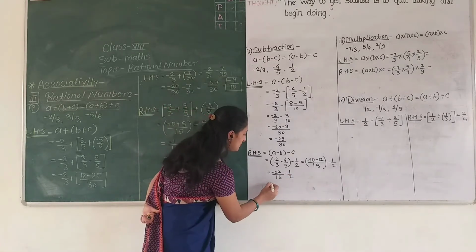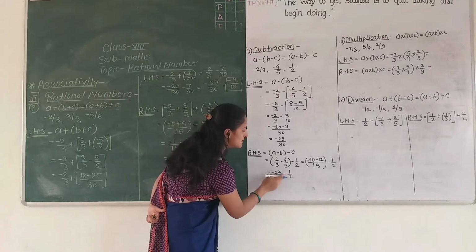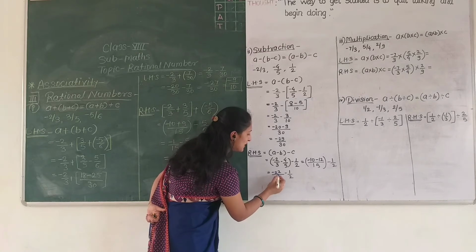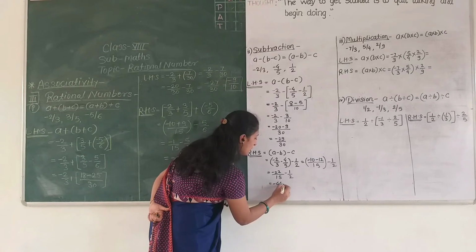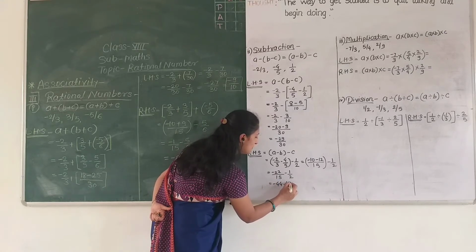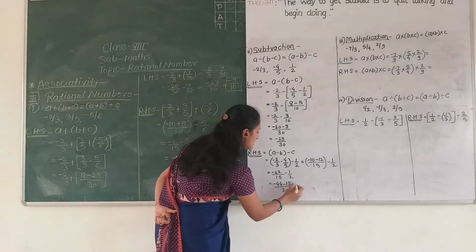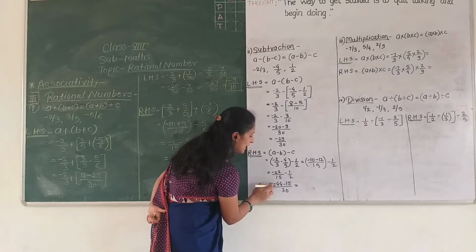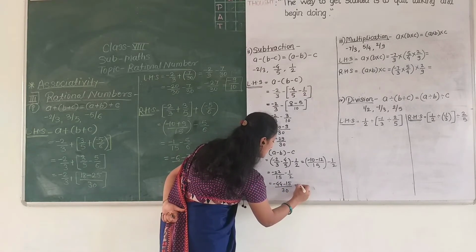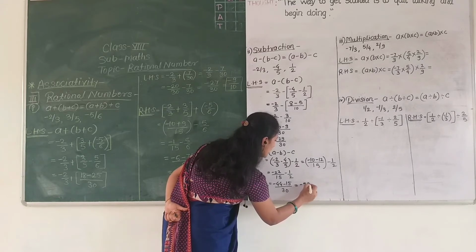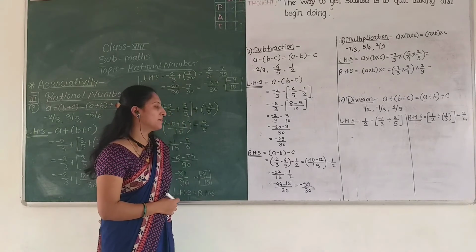Right? Now again denominators are different, so again we have to perform cross multiplication. So negative 22 into 2, negative 44, minus 15 ones are 15, divided by 30. So our answer is now negative 44 minus 15. So the answer is negative 59 upon 30. My answer is negative 59 upon 30.